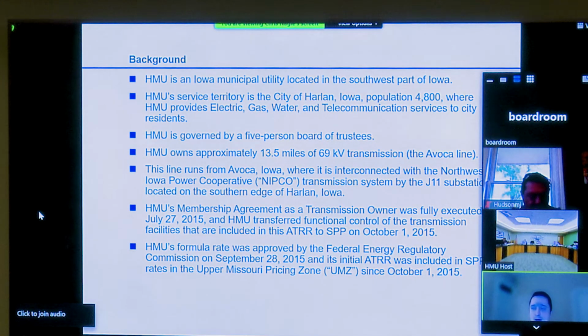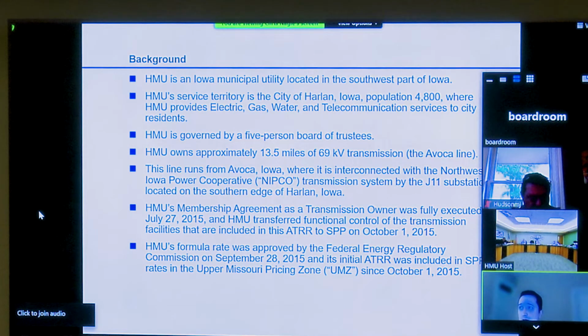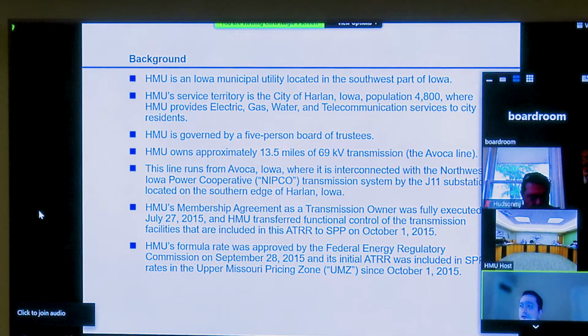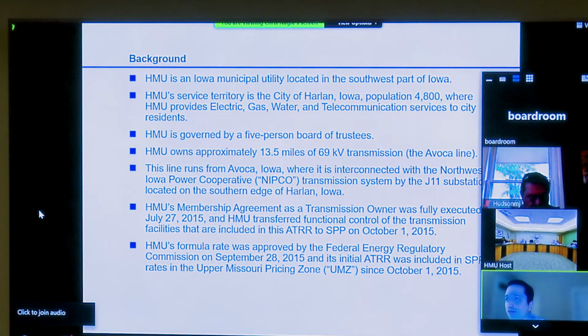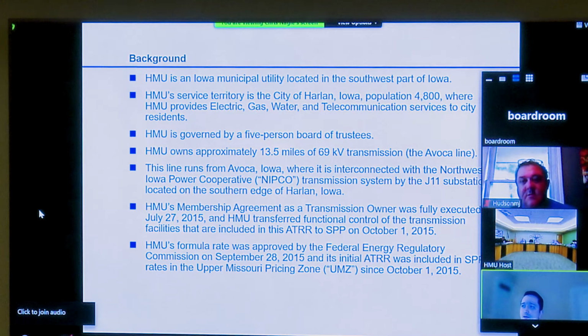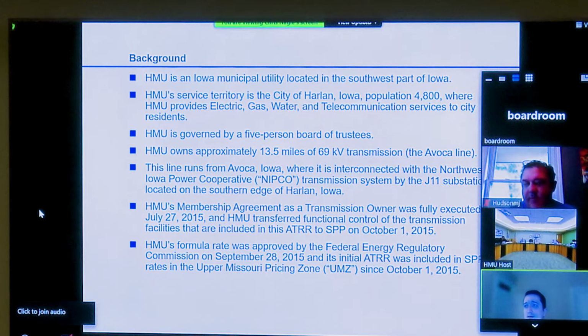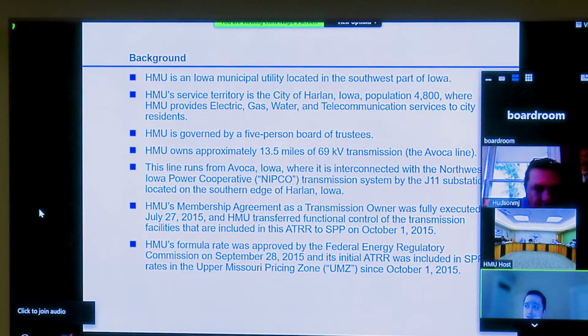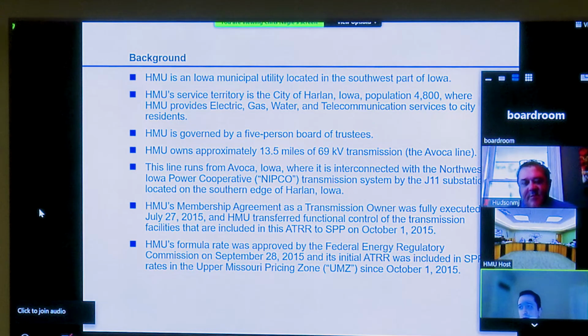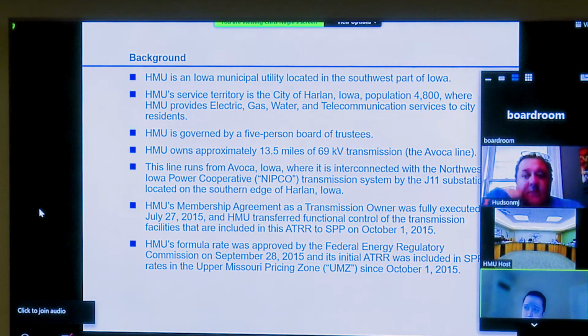So a little background on Harlan Municipal Utilities. Harlan serves the city of Harlan, Iowa, population about 4,800, and provides electric, gas, water, and telecommunication services to city residents. Harlan is governed by a 5-person board of trustees and it owns approximately 13.5 miles of 69 kV transmission lines. The line runs from Avoca, Iowa, where it's interconnected to the NIPCO transmission system, to the southern edge of Harlan, Iowa.